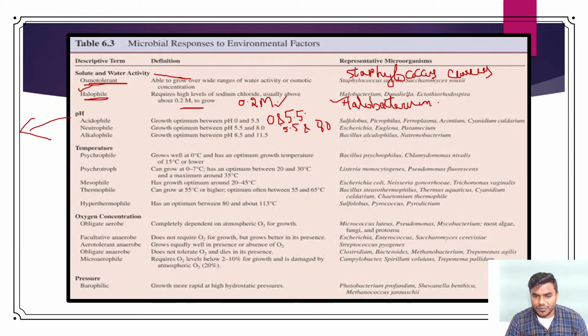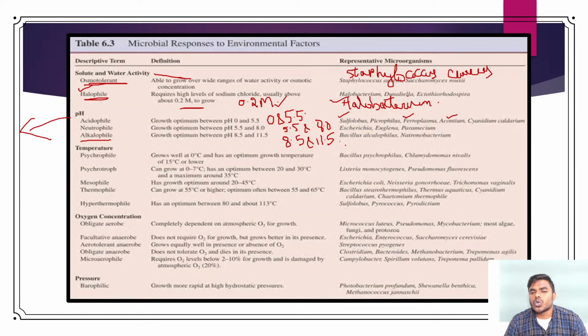Please be patient friends, a lot of things to be remembered. And whatever bacteria is living at the basic pH, that is between 8.5 and 11.5, is called an alkalophile. Friends, please listen. Here I want you to remember many examples. For the acidophile, whichever I am marking, please remember without fail: Sulfolobus, Ferroplasma, Acontium. I want you to remember these three examples without fail. Sulfolobus, Ferroplasma and Acontium. Please don't confuse.